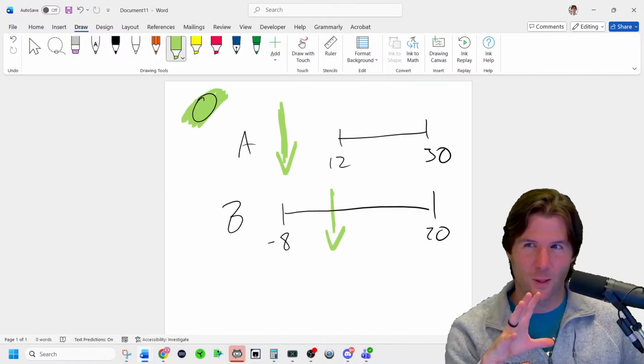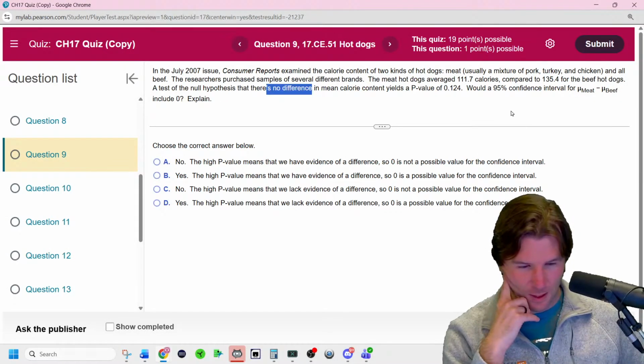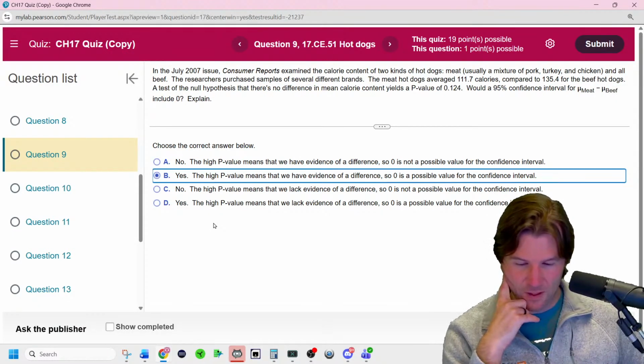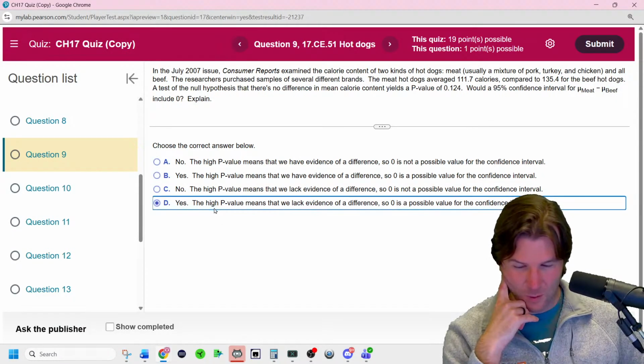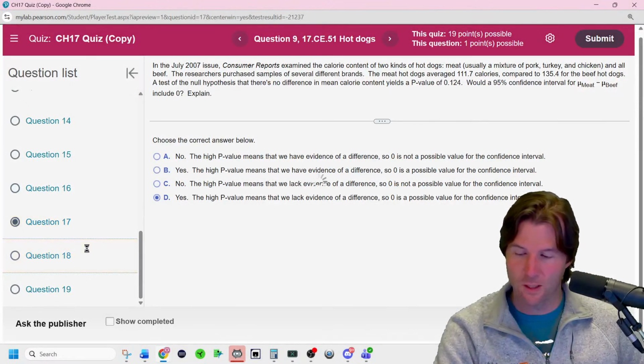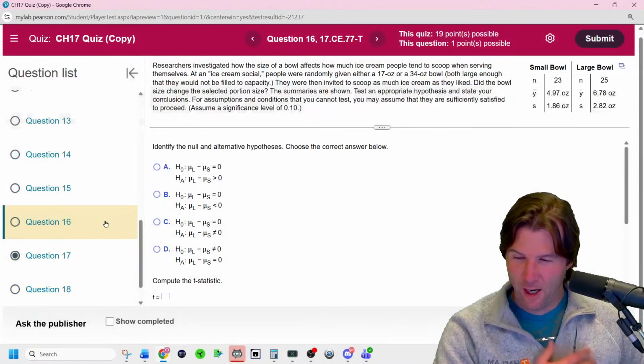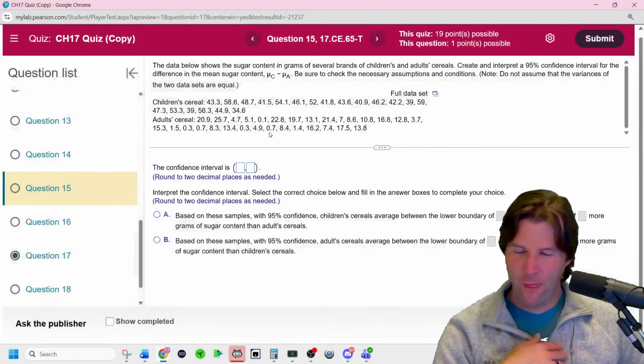How's this making sense, Peyton? We would not reject it. So would the interval contain 0? Yes. So the high p-value means we lack evidence of a difference. So 0 is a plausible value. Yeah, so it means it's plausible. 0 is a plausible value. We would not reject 0. That one's very, very similar.